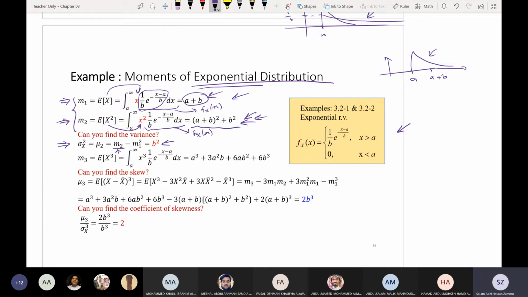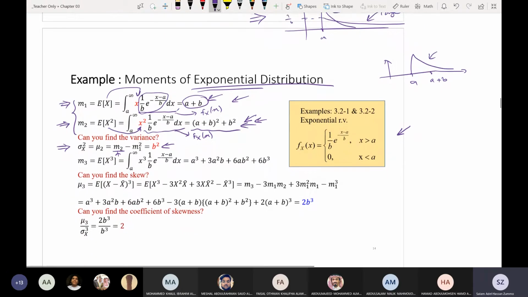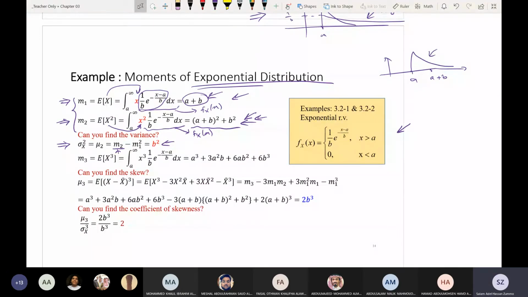Now the variance is the mean square value, which is the second moment, minus the mean squared, which is basically the second quantity minus the first quantity squared, which gives you b squared. As we can see, if b is large, this is the graph that we compared, a large b with a small b. So this is a small b, and this is a large b.